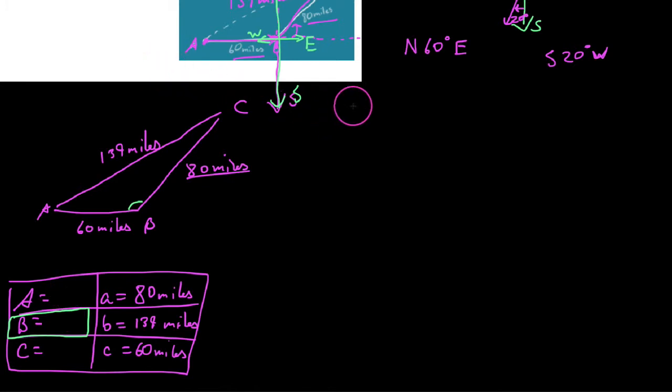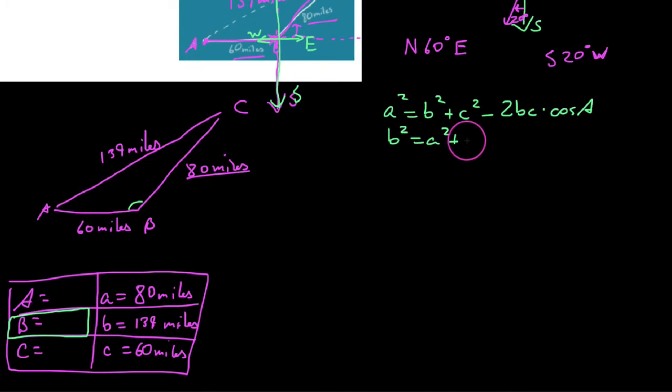Now remember, the law of cosines looks like this: a squared equals b squared plus c squared minus 2bc times the cosine of A. In previous videos, I pointed out that there are three alternate forms of this formula. We could have b squared equals a squared plus c squared minus 2ac cosine of B.